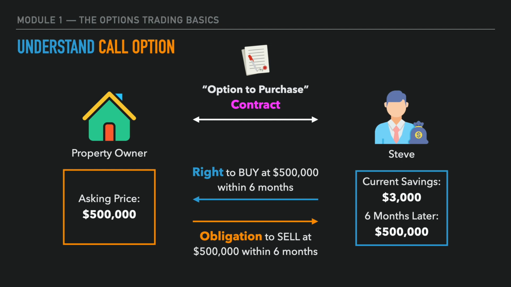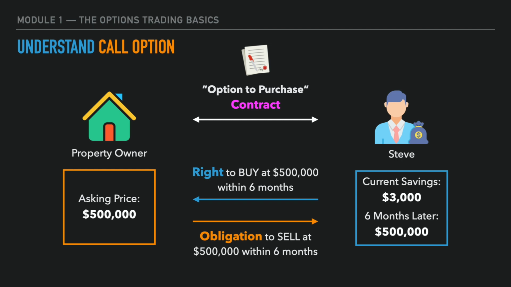Also, because Steve owns the right, not the obligation, that means if Steve changes his mind within the next 6 months, or he finds an even better property at a cheaper price, he can just walk away from this agreement without completing any transactions.